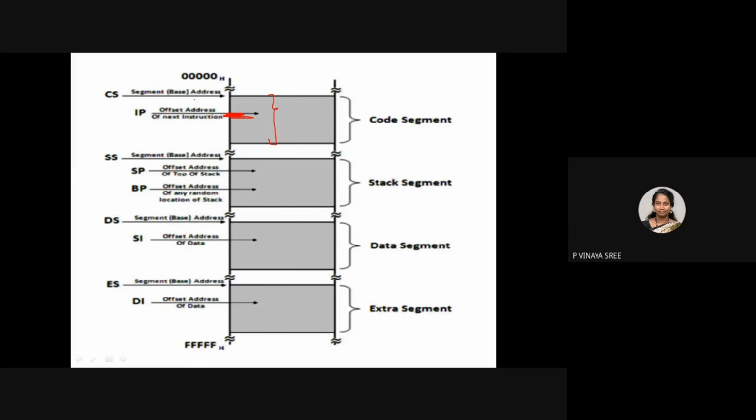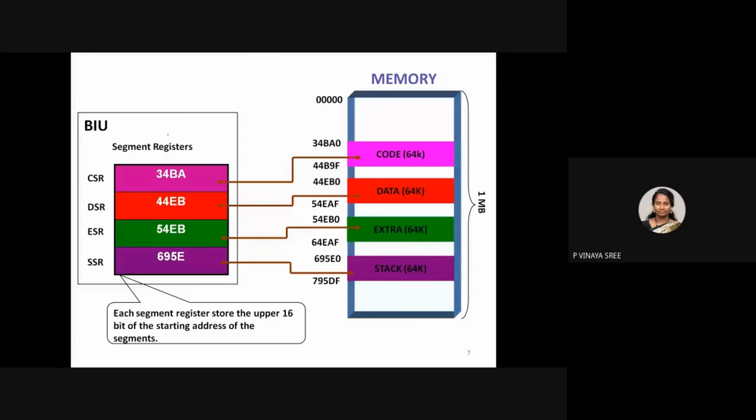So by seeing this diagram, you must have a very clear idea about what is a base register and what is an offset register. Now, you should know how to calculate. This is your BIU, where your segment registers will be present, and this is your memory where you are going for segmentation. You will have four segments. What are those four? Code segment, data segment, extra segment, and stack segment.